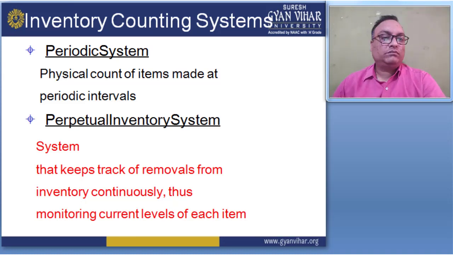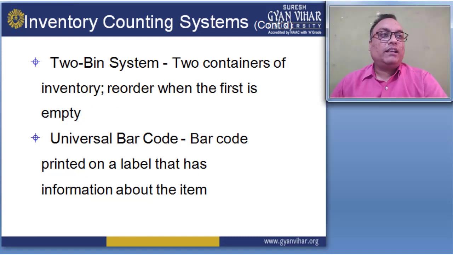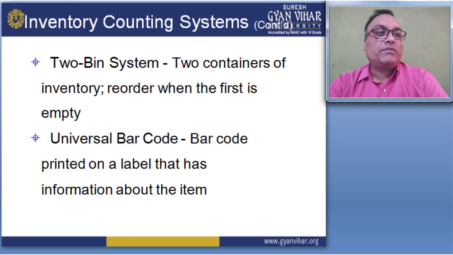Suppose you want to count the number of items for this case, and then move to the next type of inventory. This is the inventory counting system, and for this inventory counting system, there are two types of inventory counting. First is two bin system, and second is universal barcode.